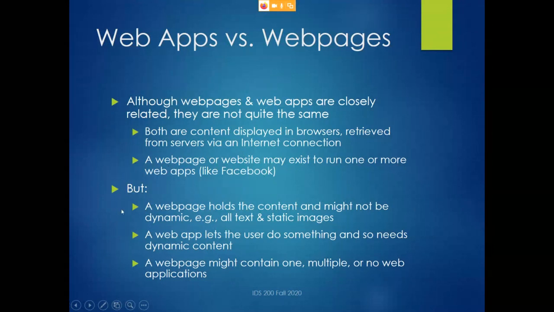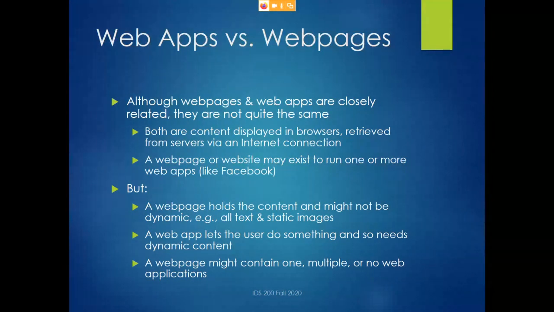But here's the difference. A web page holds all the content. It might not even be dynamic, right? It might just be all text, static images, and nothing ever changes. But a web app lets the user do something, and therefore it needs dynamic content, right? If it's an application, the user can do something with it. And by doing something with it, we mean there's going to be some sort of dynamic content on the page.